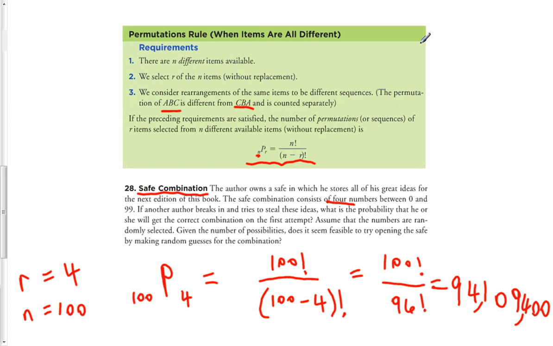So basically, if you were unlucky, you might get the safe open on the 94,109,400th try, which would take forever.